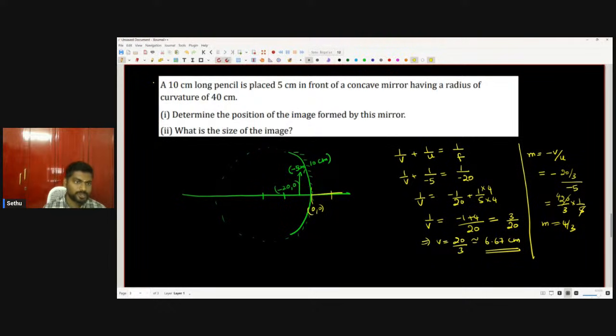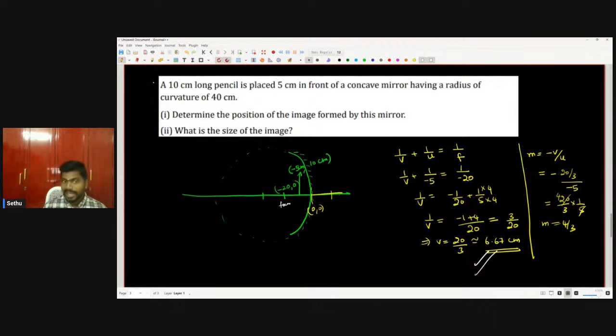Okay. So determine the position we have done, size we have done. Don't stop your calculation here. Check. Now you see that clearly if this is the focus, the object is placed between the pole and the focus. For a concave mirror, if the object is placed between the pole and the focus, you know that the image will be formed behind the mirror. You end up getting plus 6.67. So definitely it's behind the mirror.